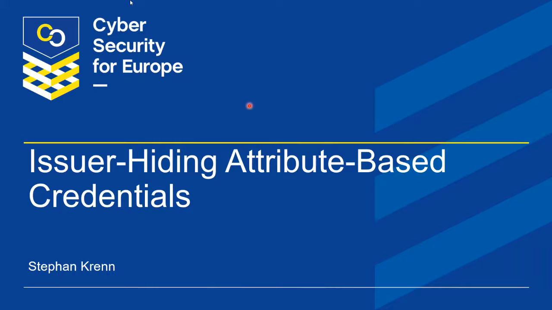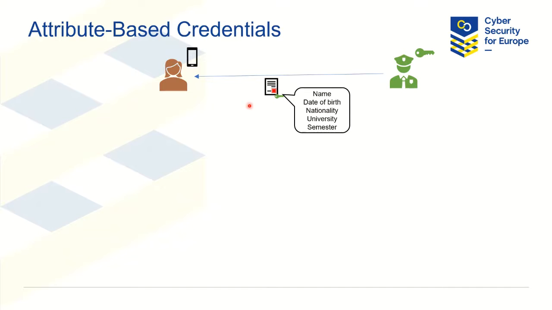My name is Stefan Krenn and I'm going to introduce the concept of issuer-hiding attribute-based credentials. In an attribute-based credential system, or ABC system, we have users that receive digital certificates or credentials from issuers.